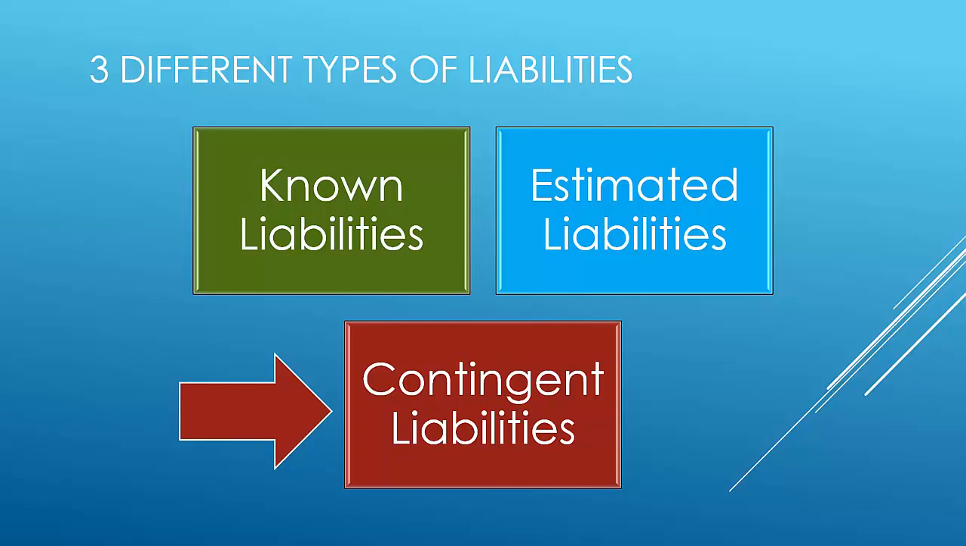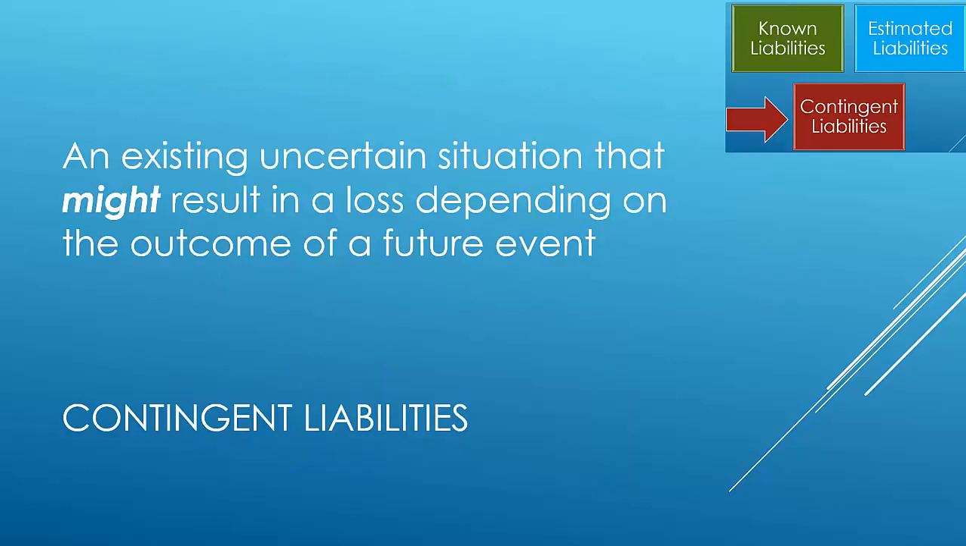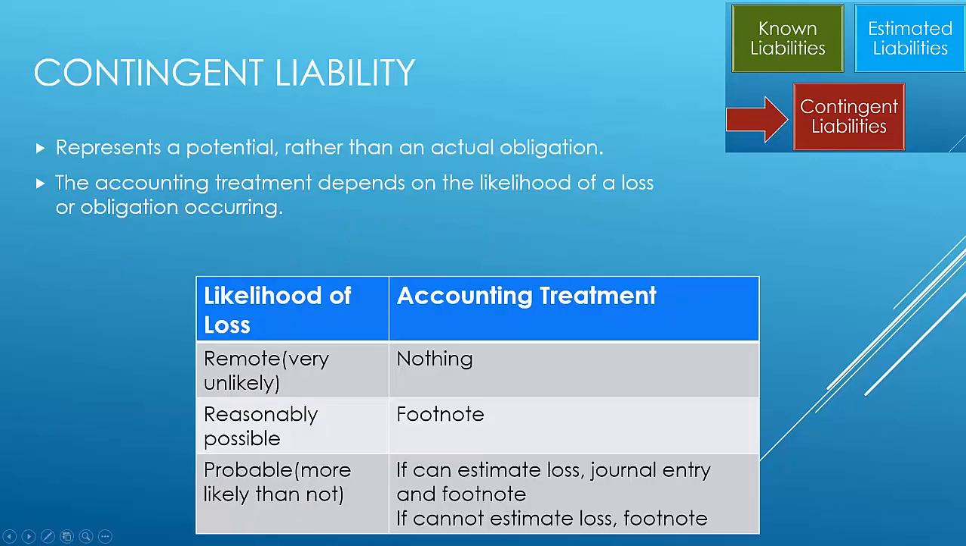So you can kind of think of this as like a pending litigation that might be happening against a company, and the company doesn't know if the ruling will go in their favor or not. And if it does, they don't exactly know how much will be awarded to the person that's filing a lawsuit. So the definition of this is it's an existing but yet uncertain situation, and it might result in a loss, but it depends upon something that's going to happen in the future.